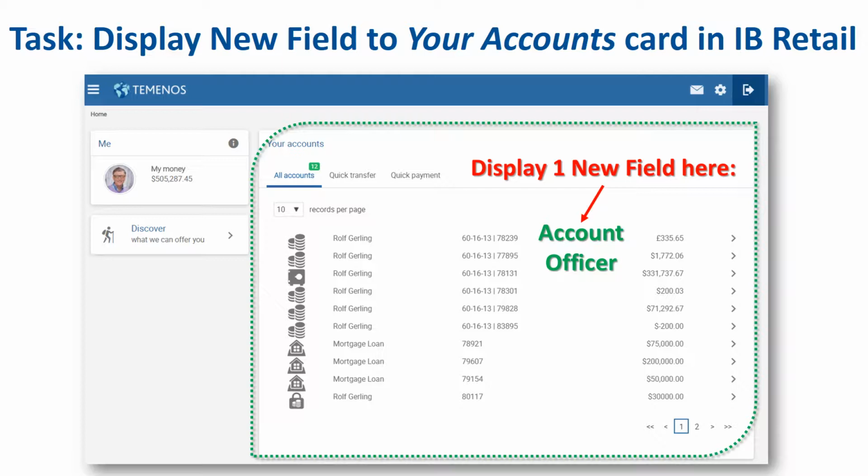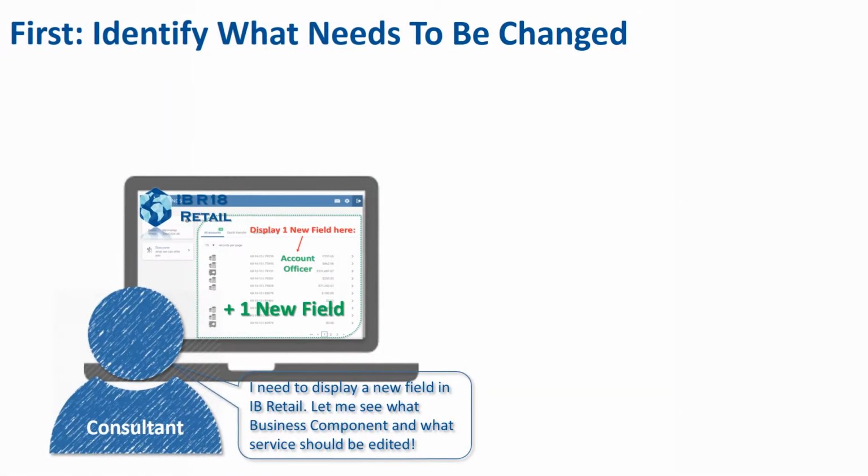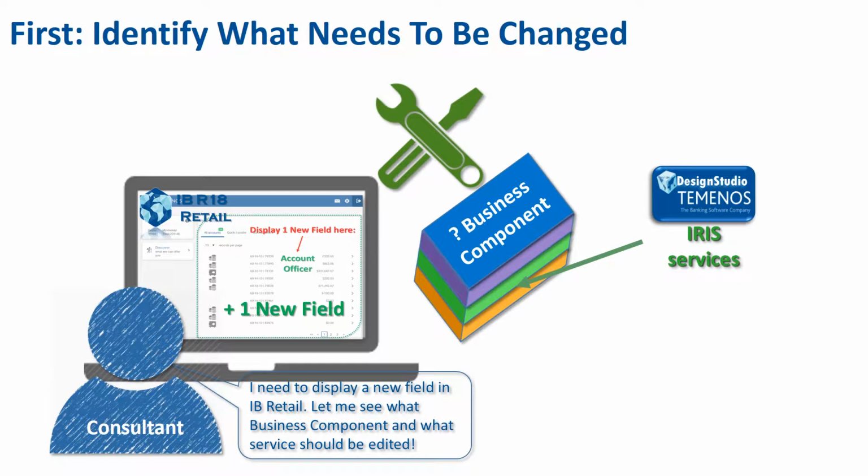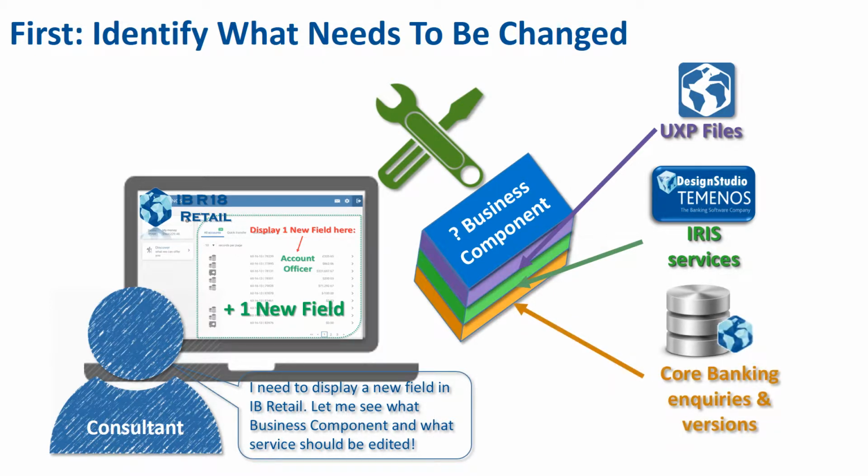How do you start? What do you have to do to accomplish this task? Before you begin changing anything, you have to identify which business component of the IB Retail needs to be amended. Then, identify the exact iris service that retrieves the information to be displayed. You might have to update all three layers of the affected business component: front-end UXP, integration iris, and back-end core banking, depending on the field required to be displayed.